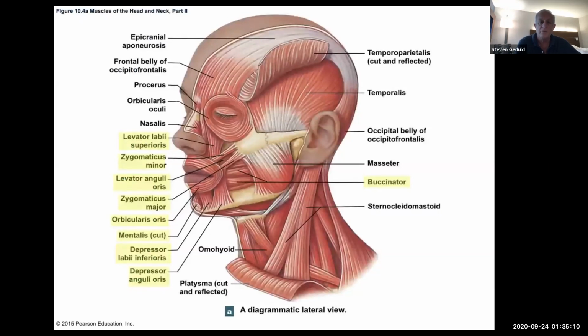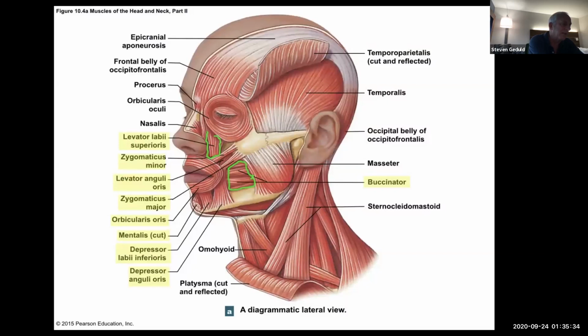Okay, this is the buccinator. Buccinator runs along the sides. Let me put maybe green color. It'll show up a little better here. You can see your buccinator muscle right through here. Okay, and that runs along the sides, around the buccal surface of the teeth. That's your buccinator. You get your levator labii superioris. This lifts the upper lip.